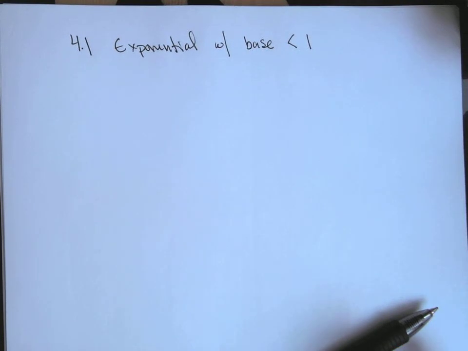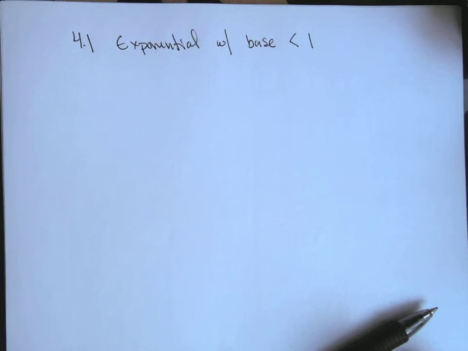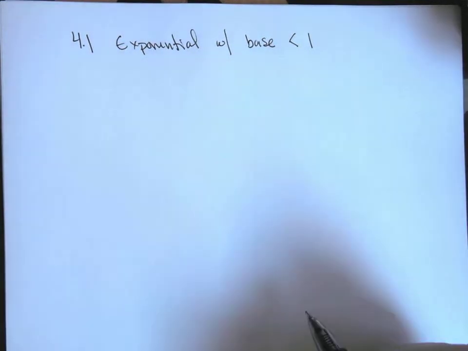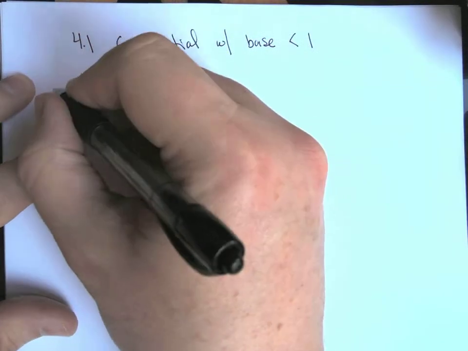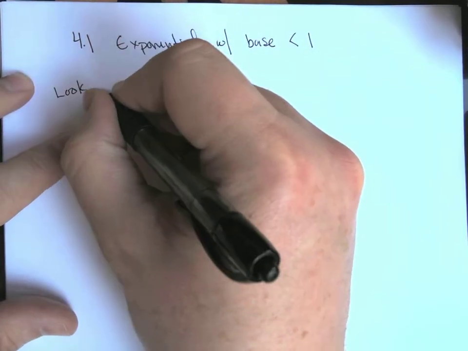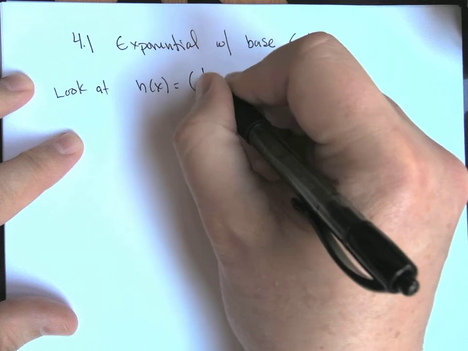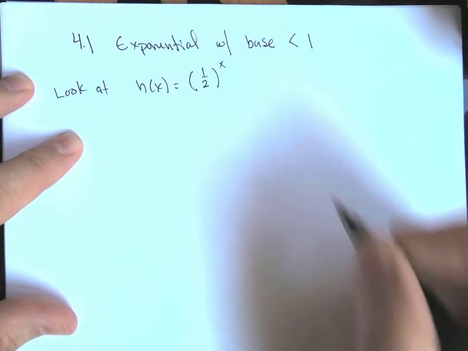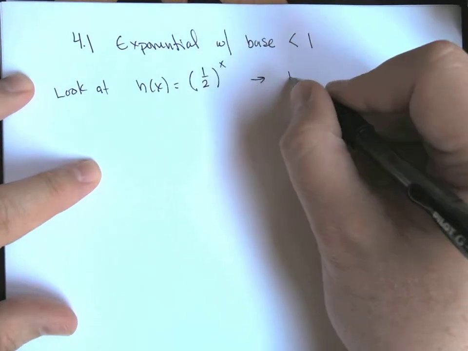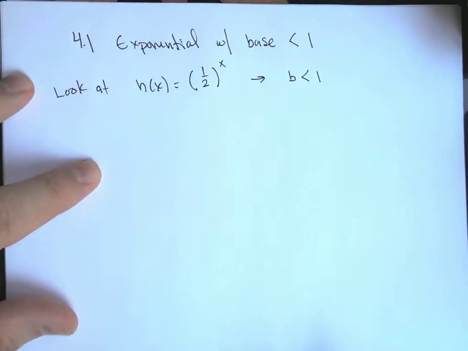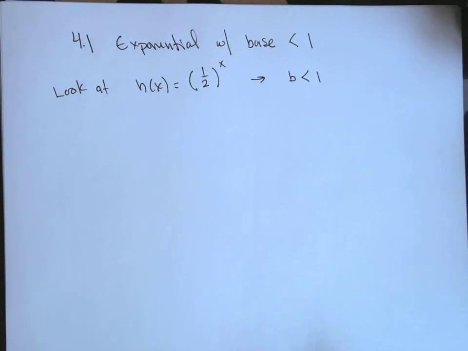So the first graph we made was for f of x equals 2 to the x. What I'd like to do is do a kind of sister function to that. So let's look at h of x. Let's look at 1/2 raised to the x. So in particular here, this is a b value that's less than 1. So I want a base value that's less than 1.